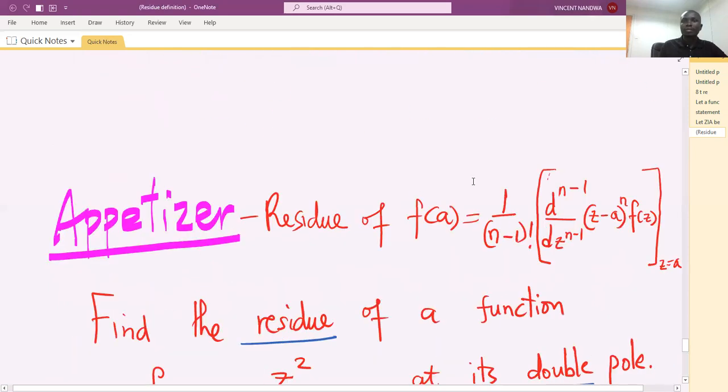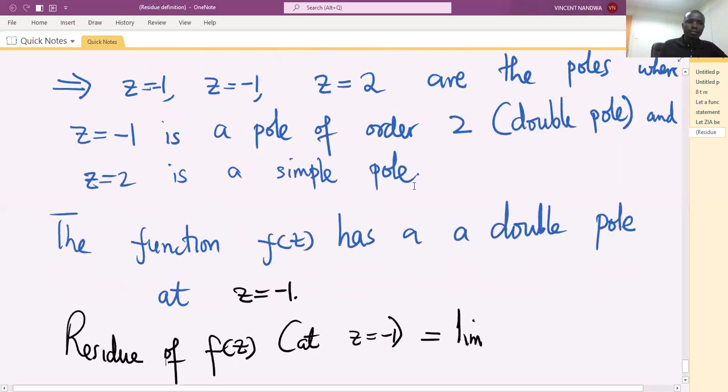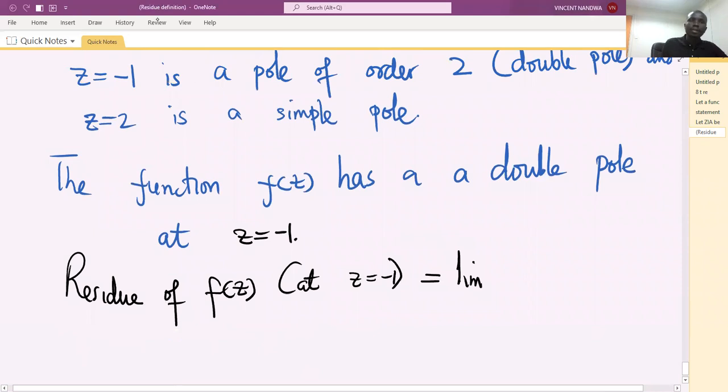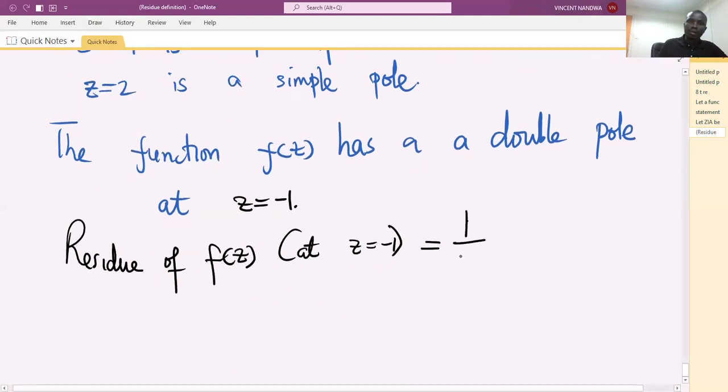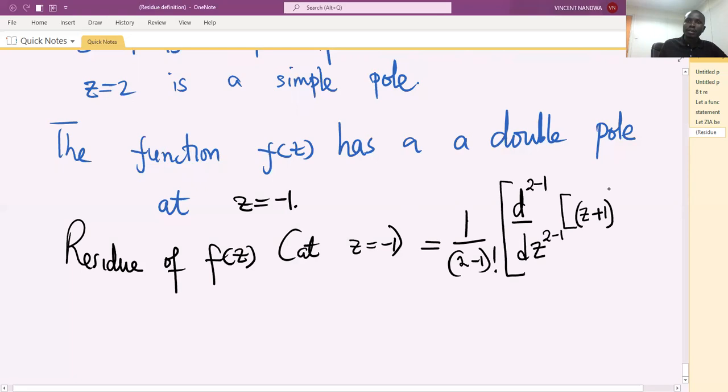So from this given formula, it is simply the value of 1 over (2 minus 1) factorial, since n in this case is 2, and then the derivative of order 2 minus 1, of (z minus a) to the power n, that is (z plus 1) squared, times f of z, and this should be evaluated at z equals negative 1.